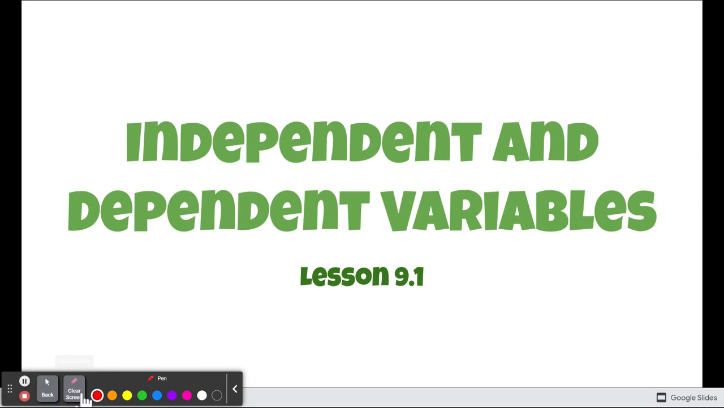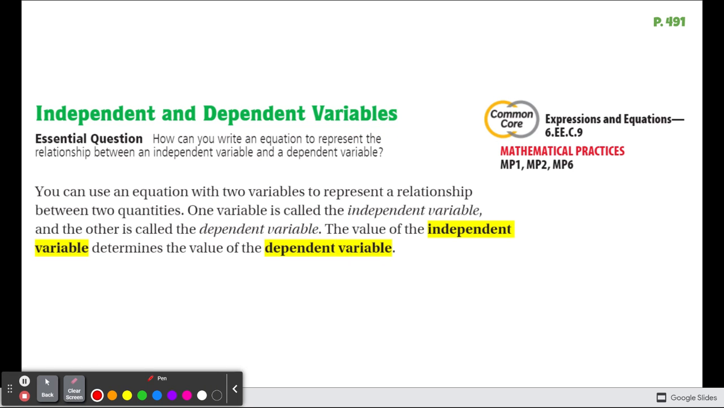Our lesson 9.1, which is over independent and dependent variables. Our objective is that we can write equations to represent the relationship between an independent and dependent variable. Now, in order to do this lesson, we obviously need to talk about what an independent and dependent variable are.